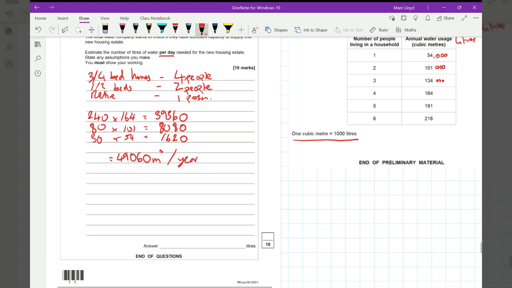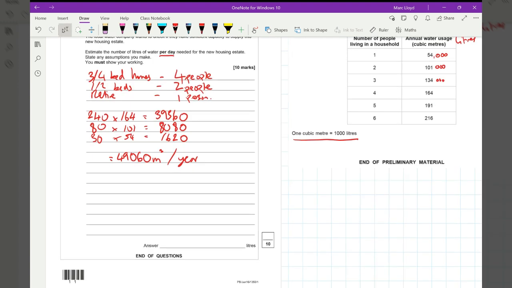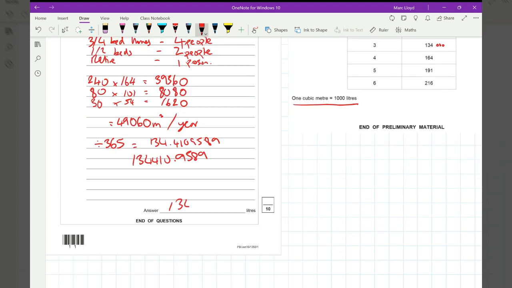So finally, for the 9th and the 10th mark, we simply need to divide this by 365 days. So 49060 divided by 365 gives me 134.410959. And then we multiply it by 1,000 to turn it into litres, which is 134,410.9589. So I'm going to round that, 134,411 litres. And that's the 10 marker done.